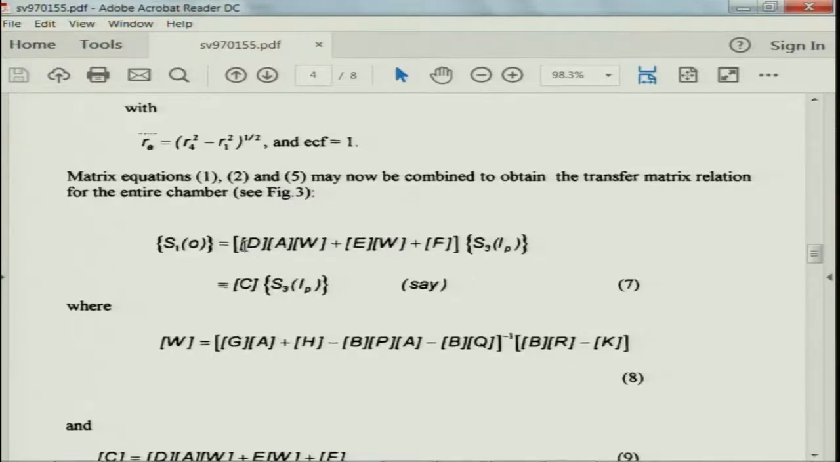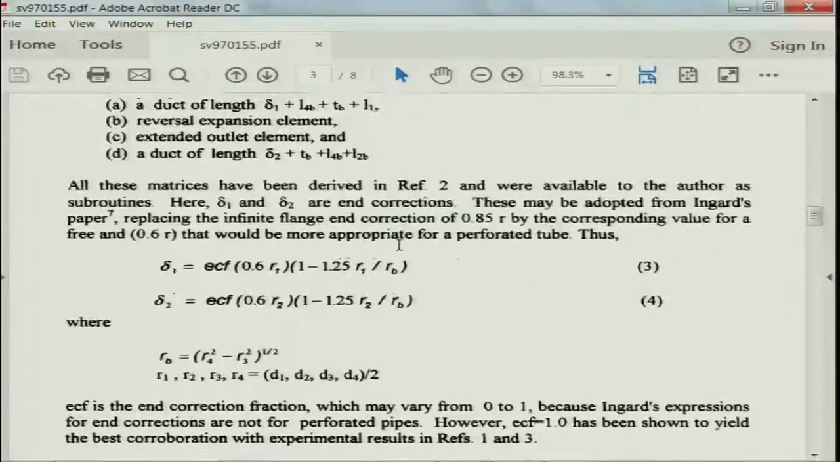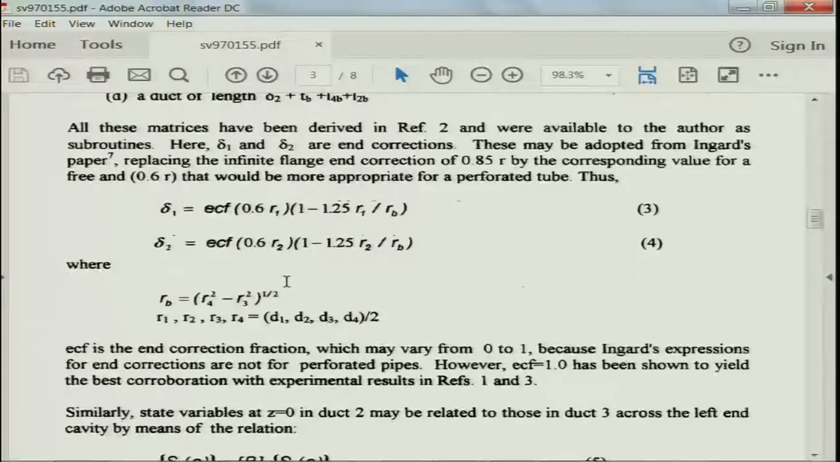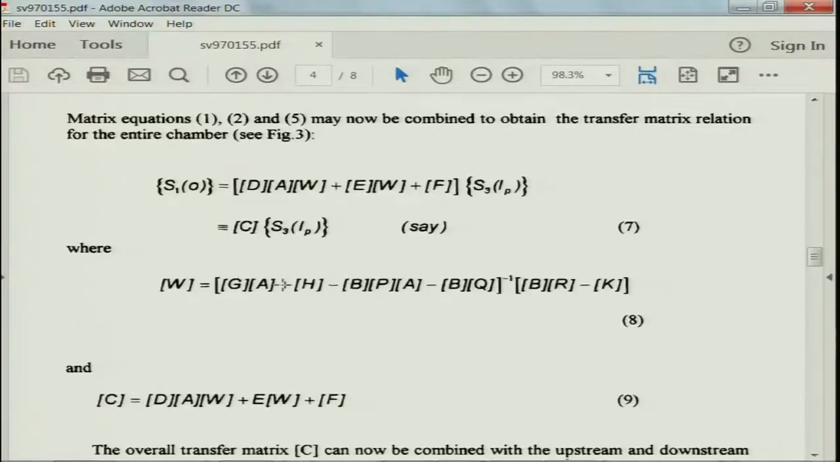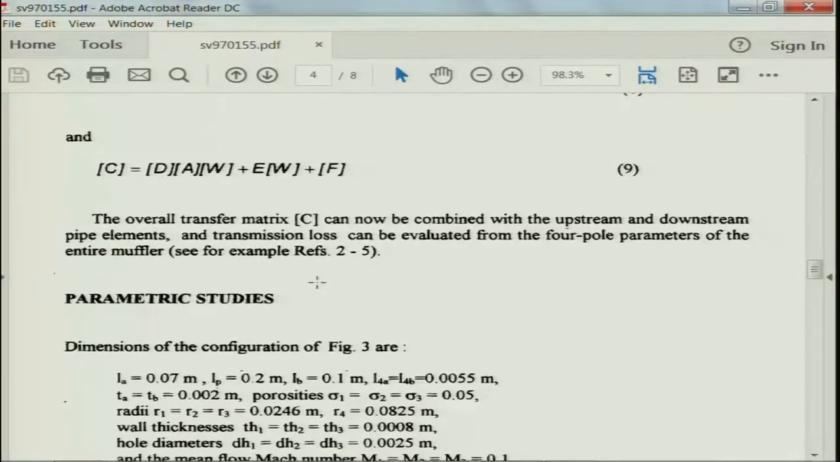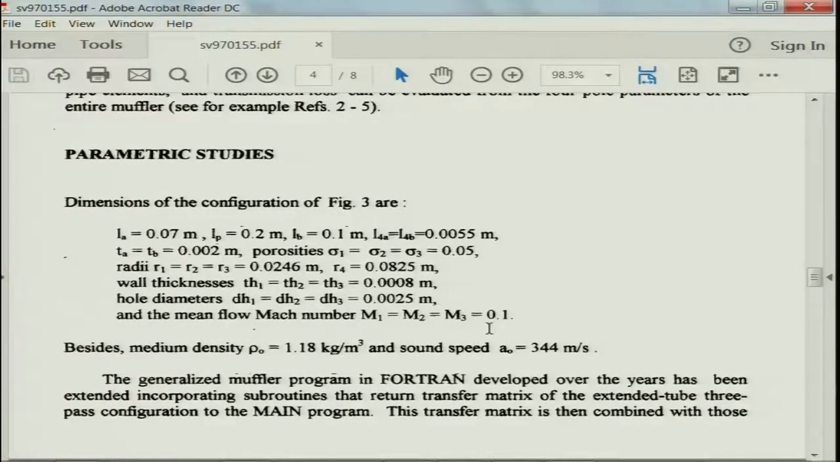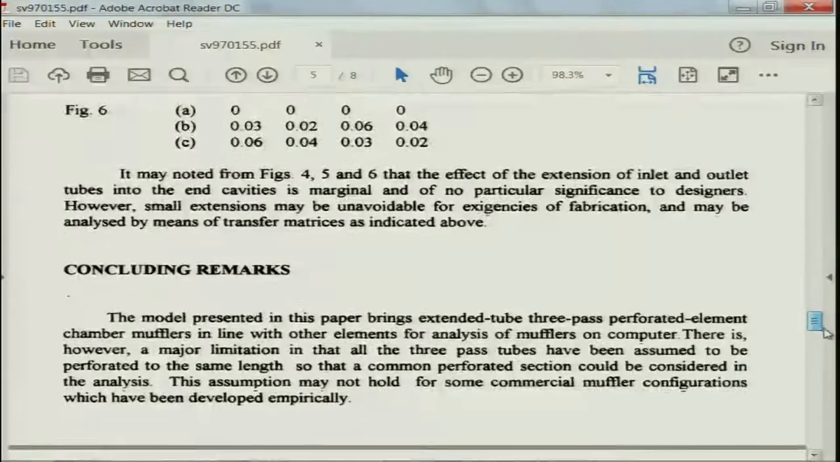The C matrix is built from D, A, W, and all these matrices, which are really sub-matrices, so it is written in a certain fashion. I will show some MATLAB coding results, where W is this matrix and C is this matrix. I am not going into the algebra because of want of time, but there are some parametric studies, the results of which I will show. I am assuming Mach number 0 only; he has considered 0.1.